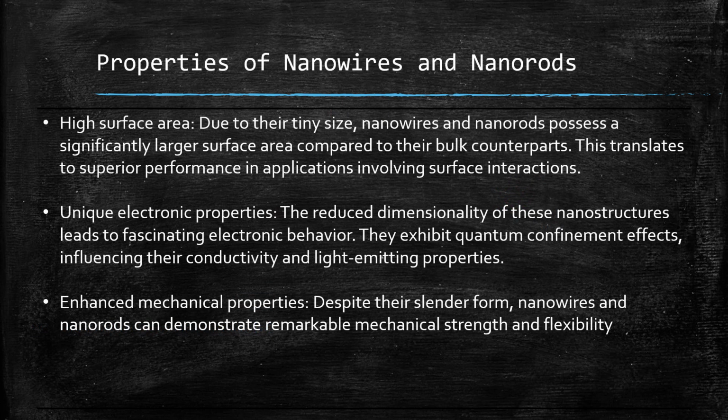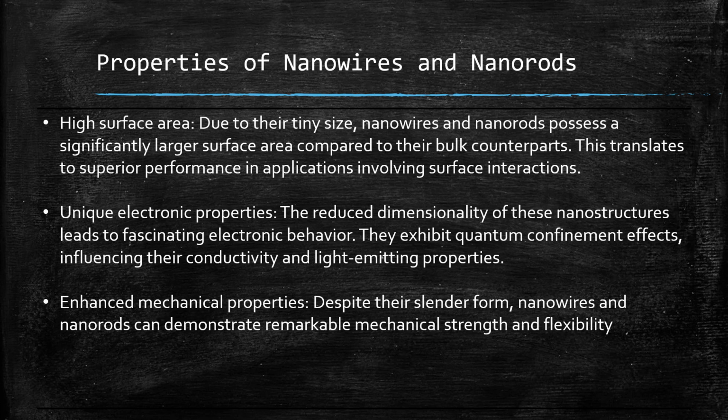Let's delve into the properties of nanowires and nanorods. There are different properties for nanowires and nanorods, namely electronic, mechanical, optical, surface, and additional properties like tunability, biocompatibility, etc. Let's discuss the electronic properties.